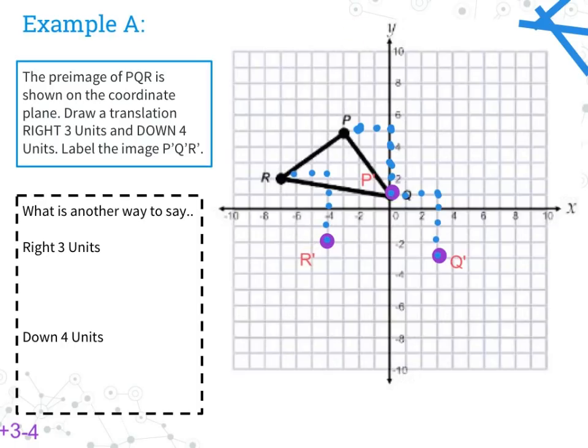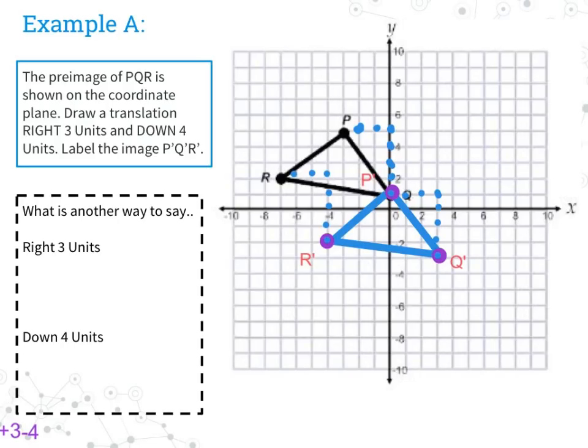Now, once I've done that, I've got all of my points. I've noticed that my triangle has actually slid or translated across the coordinate plane, so it looks like I've done it right. So I'm going to connect my points using lines. You can use a ruler or straight edge for this. And when you're all done, you should have a triangle that's been translated correctly.